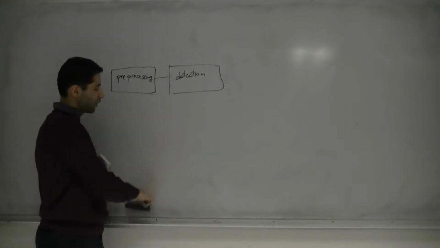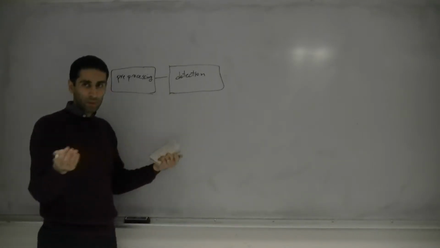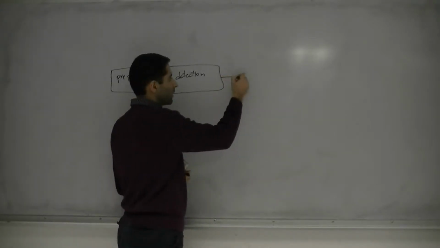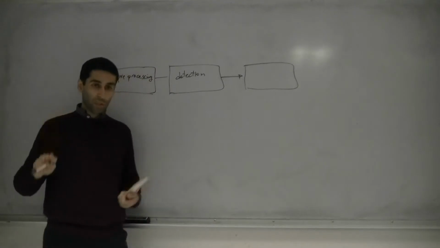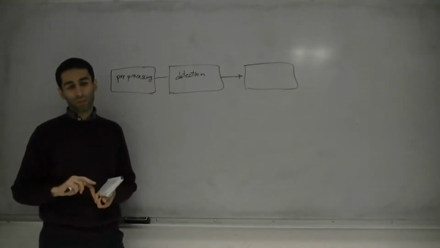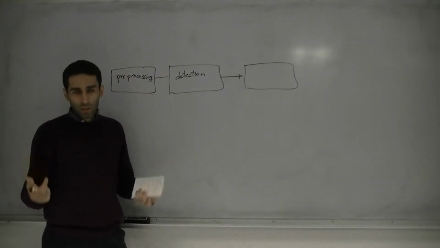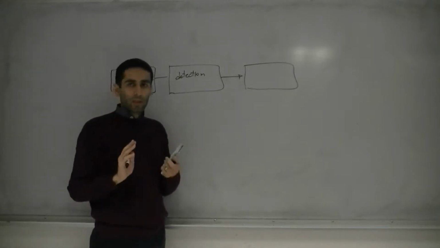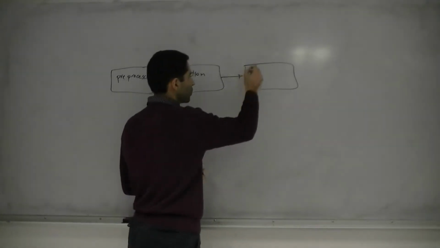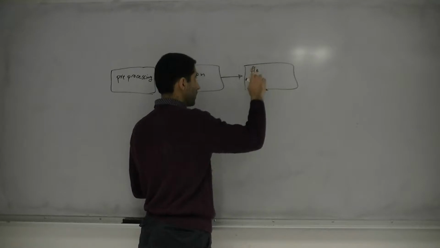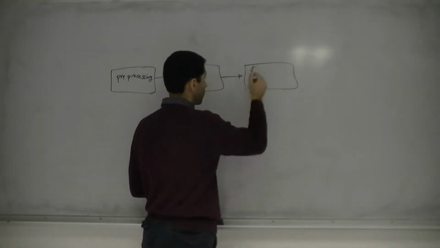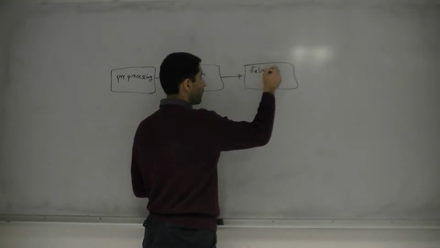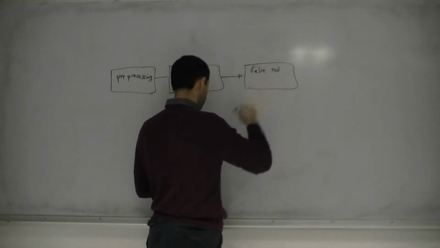After the detection part, we have some candidates. Not all of these candidates are real tumors. Some of them are noise. Some of them are ordinary nodules in the lung, and we must go through another part, which is false positive reduction.